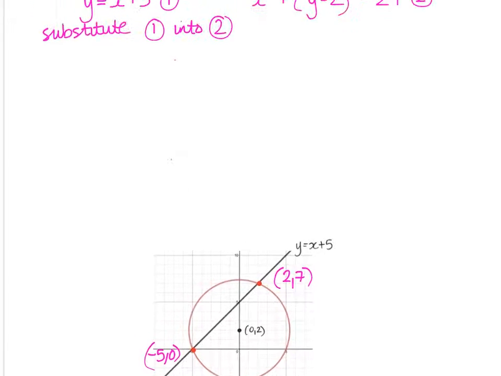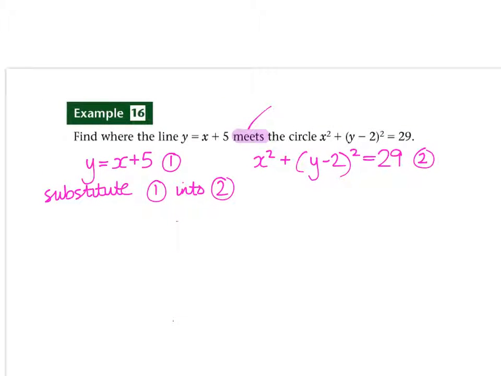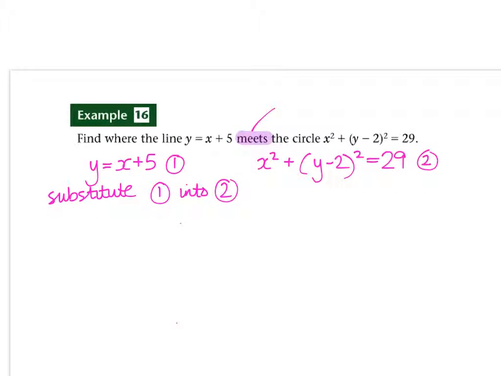So what do we need to do then? We want a point of intersection, where the meet is another way of saying intersection, and when lines intersect we solve them simultaneously. So I've just taken 1 and I'll substitute it into 2. So that will give me x squared plus y becomes x plus 5.